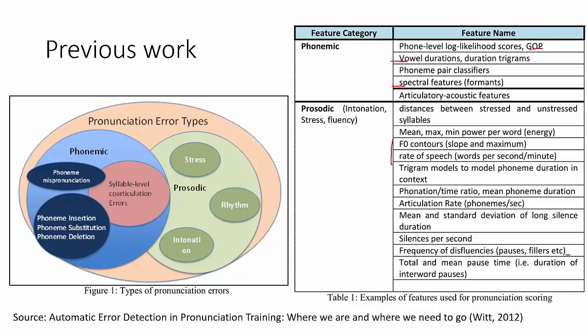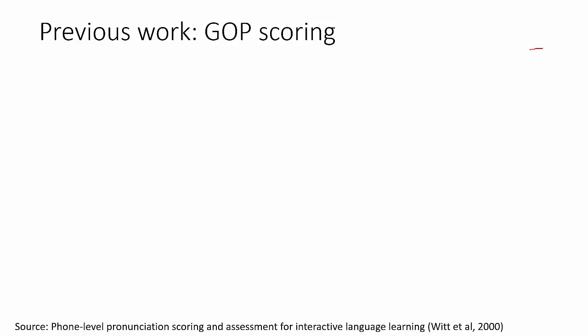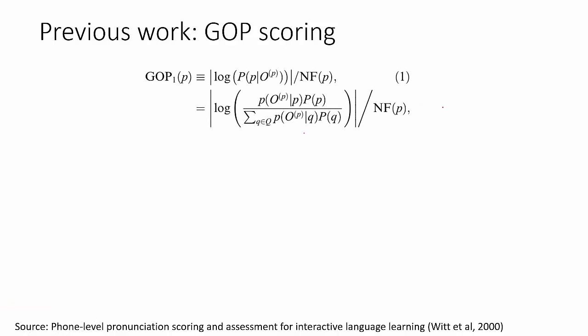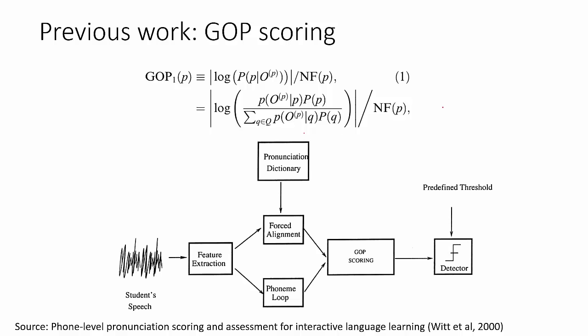Right. So GOP is an interesting one. It's not covered in this work, but it's interesting because it's a common way of scoring a pronunciation if you know what the sentence is. So if you know what a sentence is, basically what it does is it estimates the probability of your utterance given the fixed sentence.